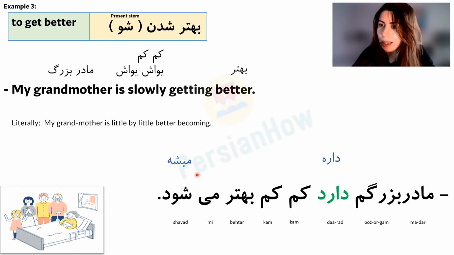This is what we use in the spoken language. In the spoken everyday conversation, we don't say mishavad. We only say mishe. So they're very different. And you need to know both versions. Because again, we only use this one in the spoken language. So let me read it one more time. مادر بزرگم داره کم کم بهتر میشه.